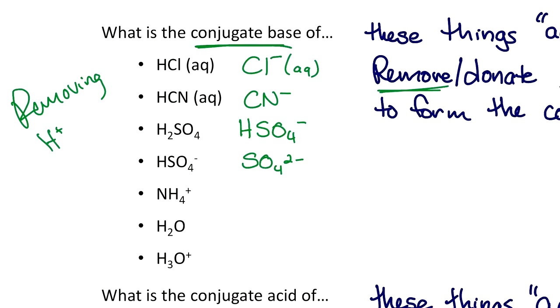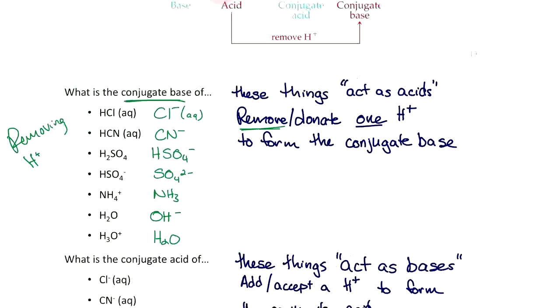But can SO4 2- continue to act like an acid? Nope. How do you know? No more hydrogens. So SO4 2- is most likely a base, because it's the conjugate of this acid. Keep going. Ammonium: what do I get? Just NH3. There's its conjugate base. Water becomes OH-, and then hydronium becomes water. Perfect. So all of these are conjugate bases of these acids. We remove those protons, and all of these differ by just one proton.